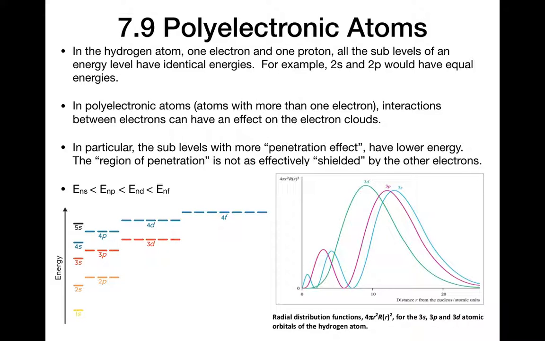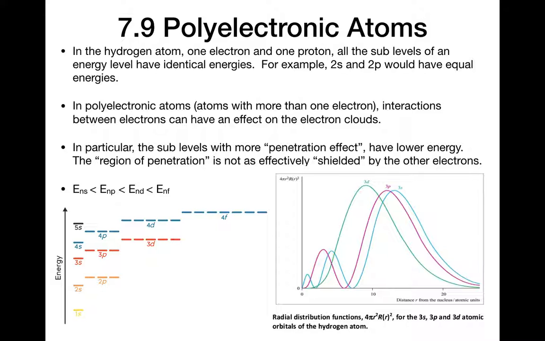In particular, the sublevels with more penetration effect have lower energy, because that region that penetrates close to the nucleus is not very well shielded, so that portion of the cloud is more attracted to the nucleus, and that lowers its energy and makes it more strongly bonded to the nucleus. So we end up with these energy levels that go from 1s to 2s to 2p to 3s to 3p to 4s to 3d to 4p to 5s to 4d, and so on.